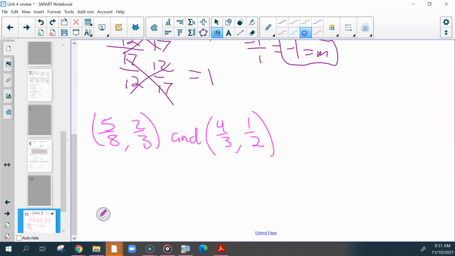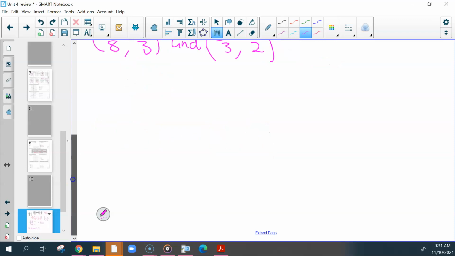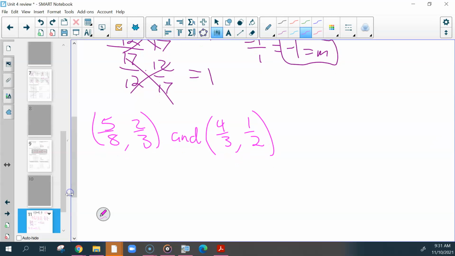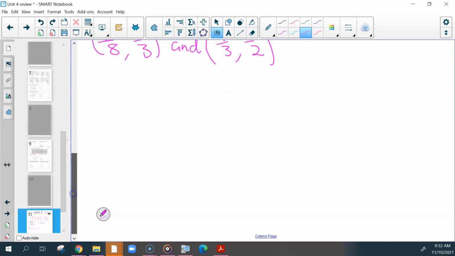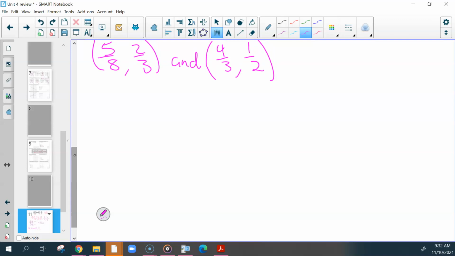Okay, so I don't know what the answer to this is. We're going to work this together. We're actually going to do some of this in the calculator, but if you wanted to do it by hand, you are definitely welcome to do that. So setting this up, I definitely just extended this page. 1/2 minus 2/3 all over 4/3 minus 5/8.